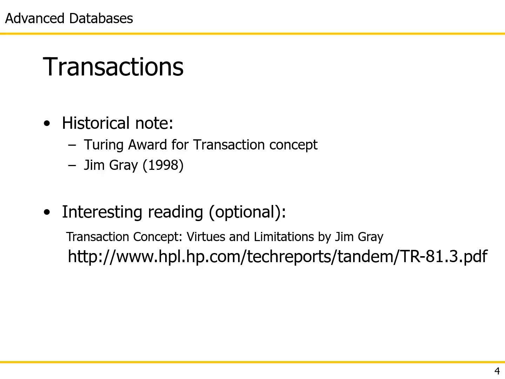Now, we have to give due respect to this whole notion of transactions, because when transactions were invented back in 1998 by Jim Gray, it was a major milestone in the history of computer science. In fact, he got the Turing Award for its development. And if you know the Turing Award, well, this is basically the equivalent of the Nobel Prize in computer science.